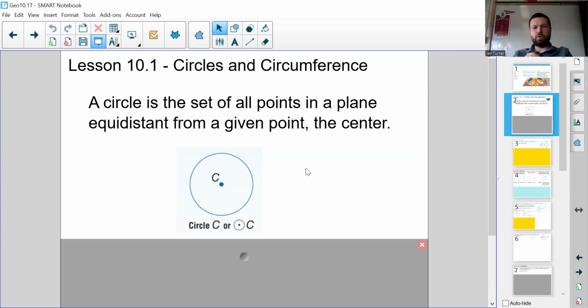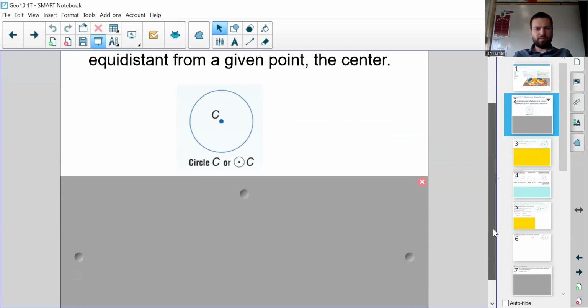Here's the definition of a circle. It is the set of all points in a plane equidistant from a given point, the center. So C is the center point. All the points are the same distance away, and that makes a circle. Isn't that cool? You might see circle written as circle C, or a little circle with a dot and C. Those are some ways you might see circle out there, so keep an eye out for that. Again, you need to write that down, pause it, do it.